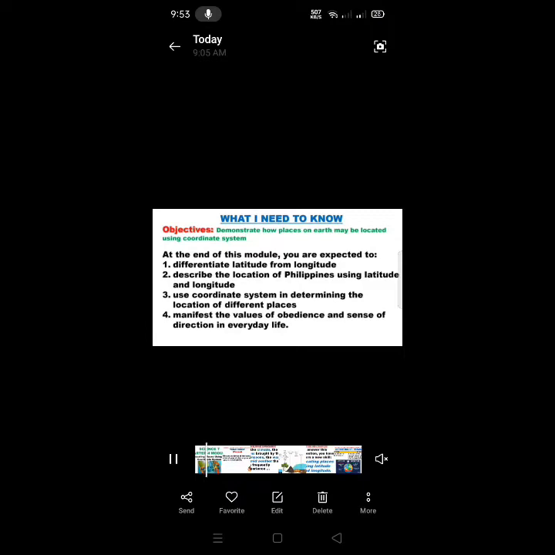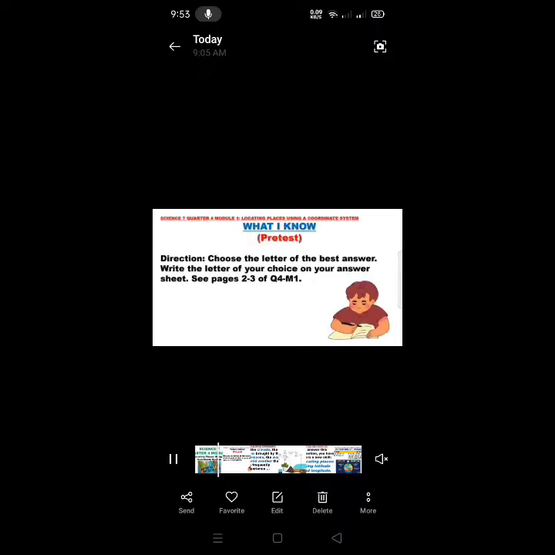At the end of this module, you are expected to: 1. Differentiate latitude from longitude. 2. Describe the location of the Philippines using latitude and longitude. 3. Use the coordinate system in determining the location of different places. 4. Manifest the values of obedience and sense of direction in everyday life.